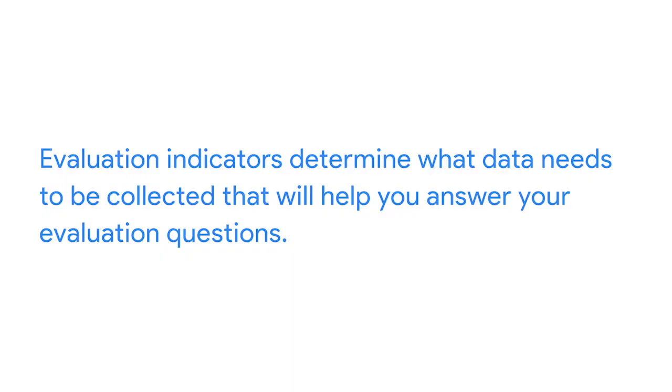Evaluation indicators determine what data needs to be collected that will help you answer your evaluation questions. This includes clues, signs, or markers that measure one aspect of a project and demonstrate how close that aspect is to meeting the quality standards that have been established. In the next activity, you'll add evaluation indicators for each of the evaluation questions you added to the Sauce and Spoon quality management plan. When you're done, meet me in the next video to get started on developing survey questions.